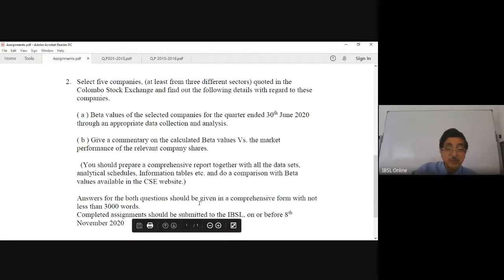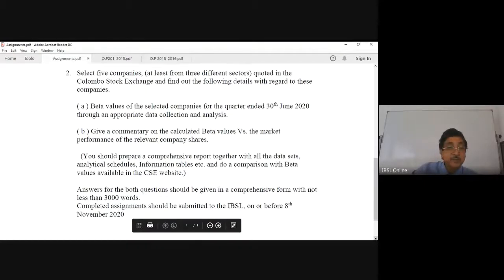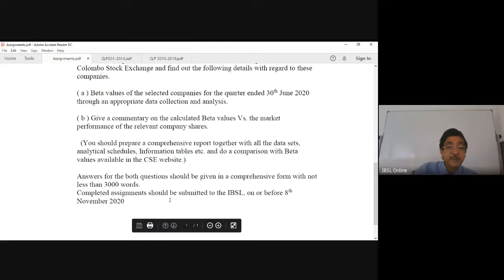Answers for both questions should be given in a comprehensive form with not less than 3,000 words. Both questions, right? The completed assignment should be submitted to the IBSL on or before 8 November 2020. So this is the closing date. You have to submit these assignments on or before 8th of November 2020.